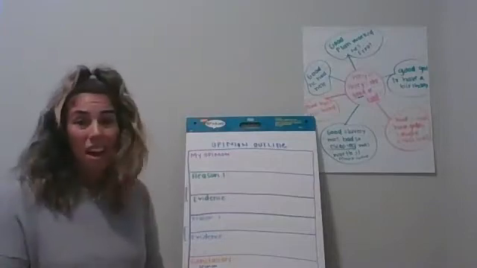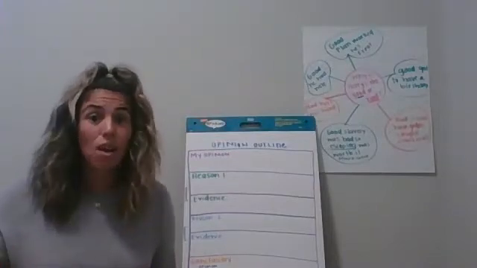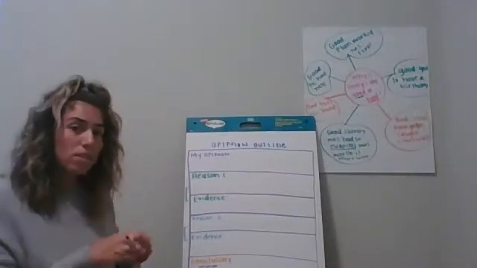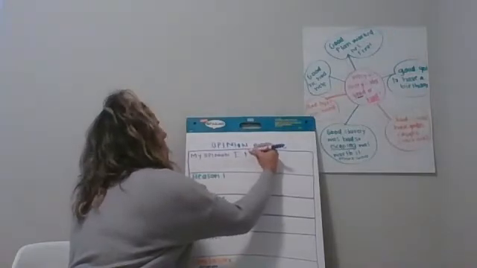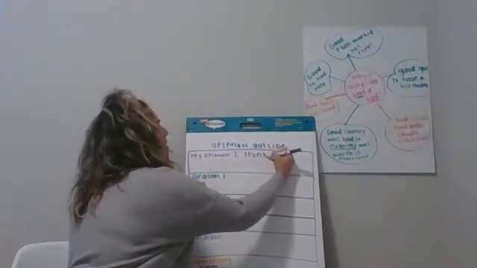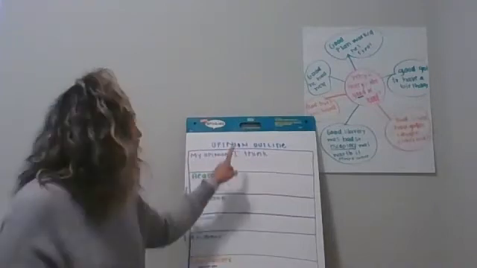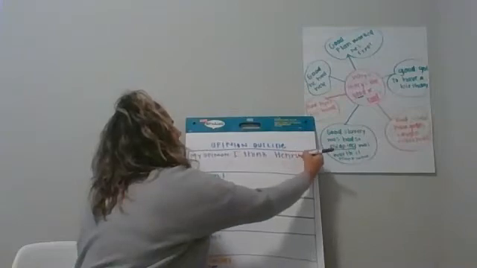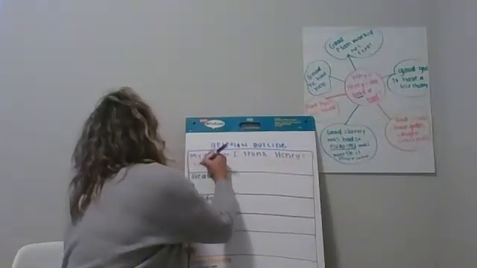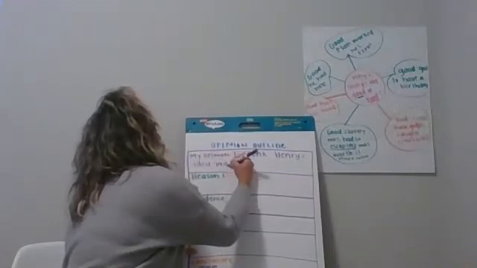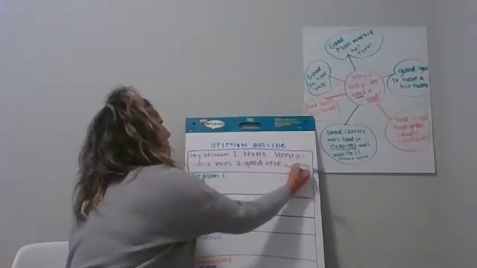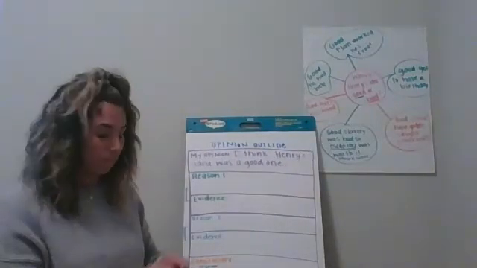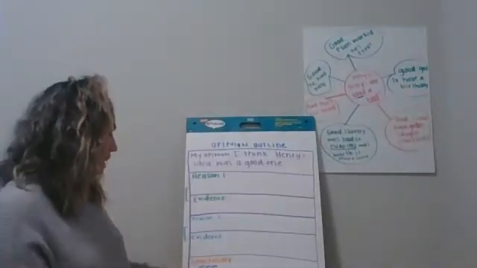So my opinion, I decided that Henry's idea was a good one. So I'm going to start off with my opinion. I think. That is an opinion sentence stem. I think Henry's idea was a good one. I filled it in. It was a good idea. That was what I decided.